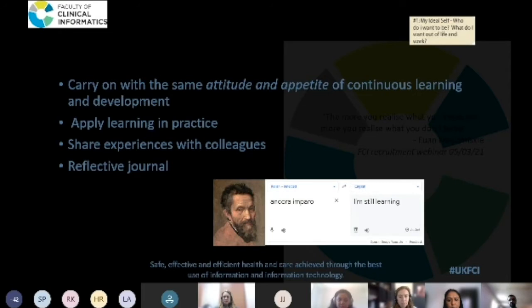Lastly, I think it was in March, at a faculty webinar, one of our colleagues, Ewan, said that the more you realize you know, the more you realize that you don't know as well. So I want to carry on with the same attitude and appetite of continual learning. I want to apply my learning into practice on a day-to-day basis in the opportunities that I have in clinical informatics at my trust. I want to continue to share my experiences with colleagues, and I do want to reflect more on my learnings.